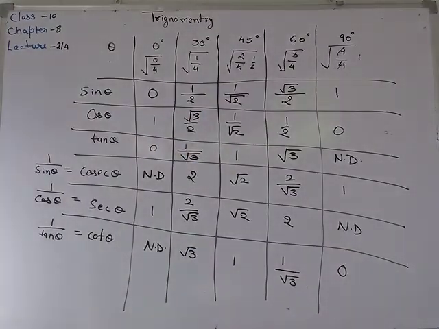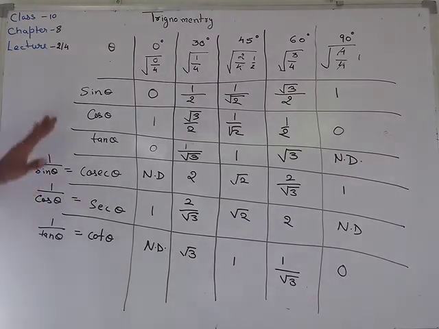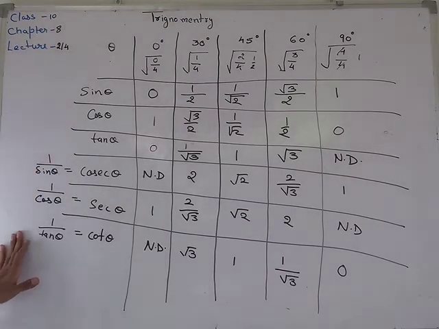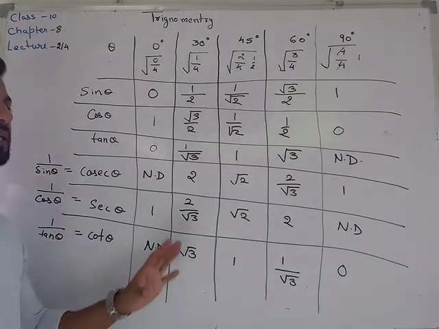So these are the particular values for the given angles for the given ratios. So in this manner you have to make the table for different angles for corresponding ratios. Let us move to the questions based on this table.